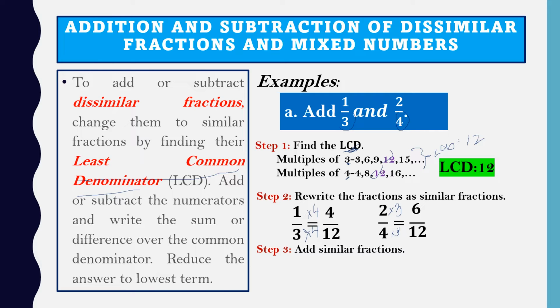Now they are already similar fractions, so we can add them. 4 plus 6 is 10, and then copy the common denominator, which is 12. Now we can still simplify 10 and 12 because they are both divisible by 2. So 10 divided by 2 is equal to 5, and 12 divided by 2 is equal to 6. So the simplified form of the answer is 5 over 6. That is our final answer to this example.